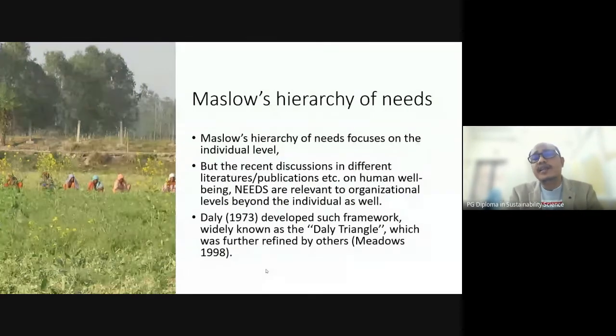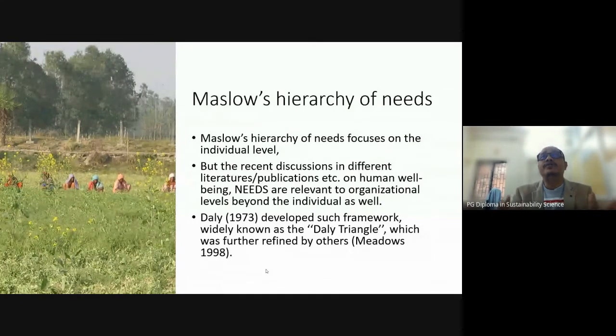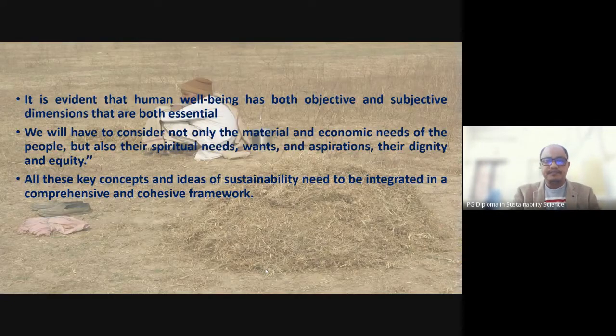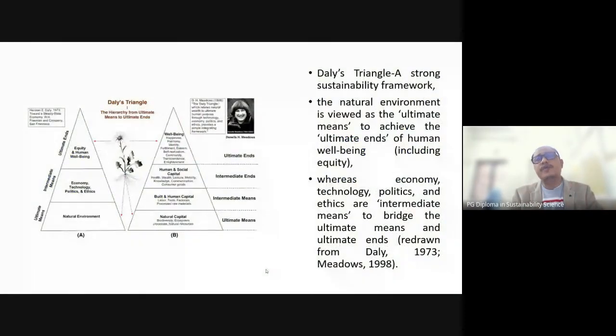In Maslow's hierarchy of needs, the basic focus was on individual needs, the family level. Today, when we talk about sustainability, that needs to be looked at on different, broader scales. It needs to look at the organizational level, and needs to ensure the wholesomeness of your community. So in 1973, from that point of view, Delhi proposed a hierarchy of needs called the Delhi triangle, which was further refined by others. Why do we need basic needs? These basic needs are for human well-being, right?